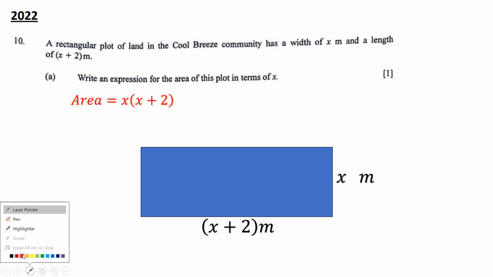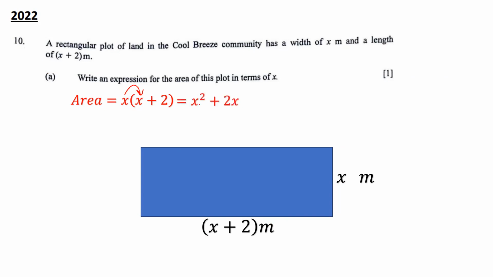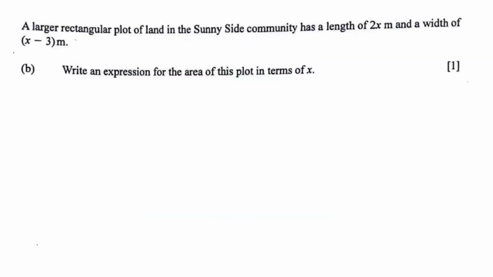And in order to multiply them, what do we have to do? We have to multiply x times x. What is x times x? Well, x times x is x squared. And then we have to multiply x times 2. And x times 2 is going to be 2x. So an expression for the area of this plot of land in terms of x is x squared plus 2x.